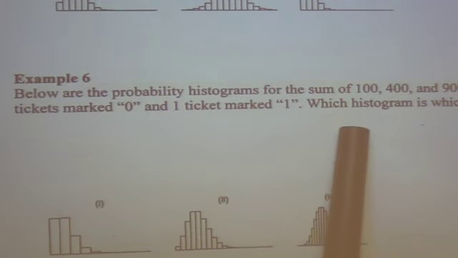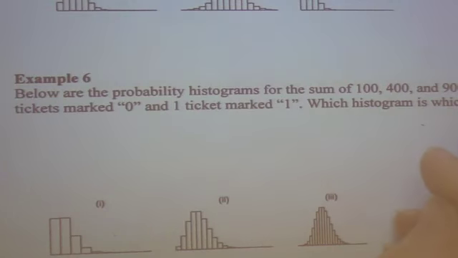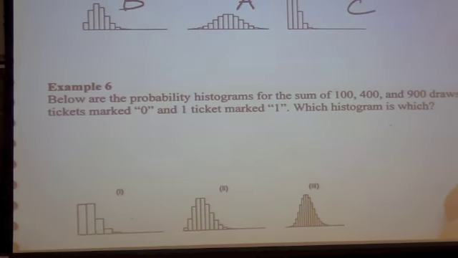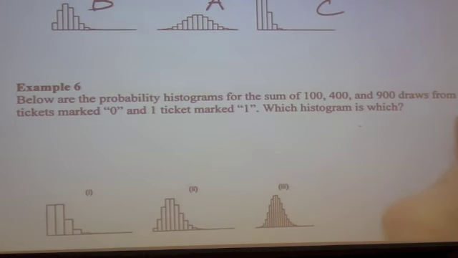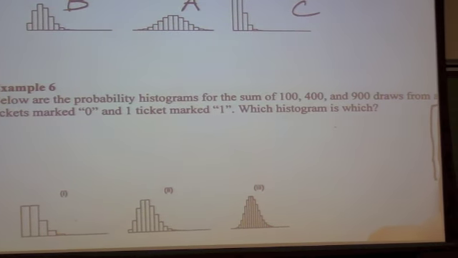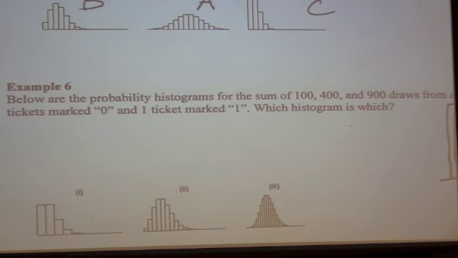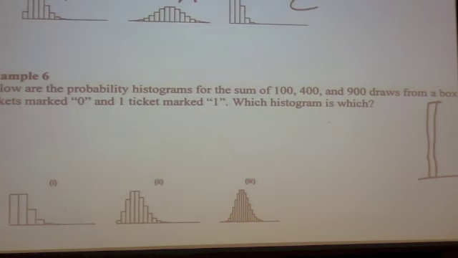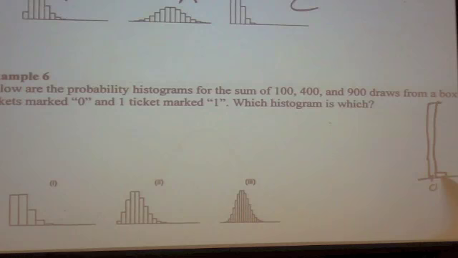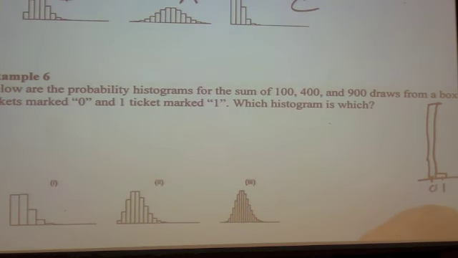Below are the probability histograms for the sum of 100, 400, and 900 draws from a box that has 99 tickets marked 0. Whoa, huge amount of zeros. Here would be what the contents of one draw would look like. That would be 0. And just one, what is it? Just one little one. Very lopsided. So it's going to take a long time before it gets normal.